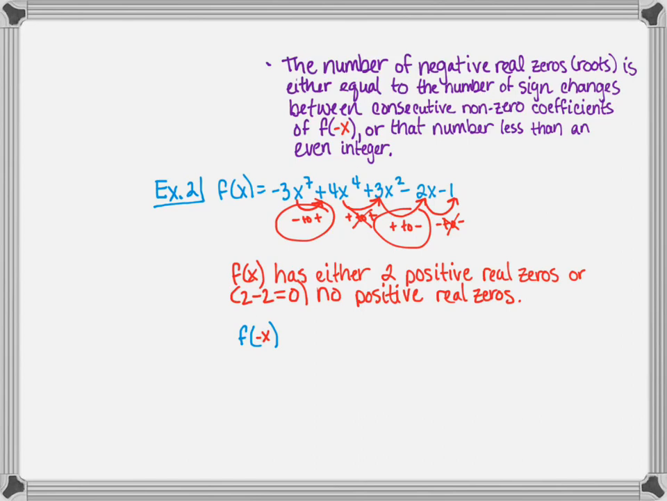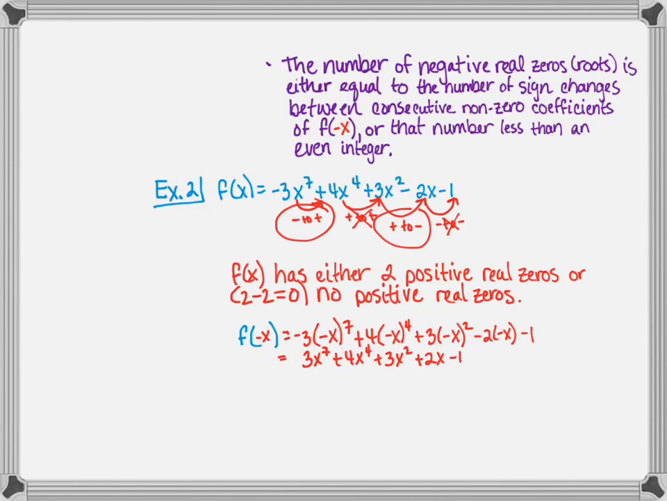Let's look at f of negative x. So let's substitute the opposite of x in for x. So negative 3 times the opposite of x to the 7th plus 4 times the opposite of x to the 4th plus 3 times the opposite of x squared minus 2 times negative x minus 1. Simplify that. We get 3x to the 7th plus 4x to the 4th plus 3x squared plus 2x minus 1.